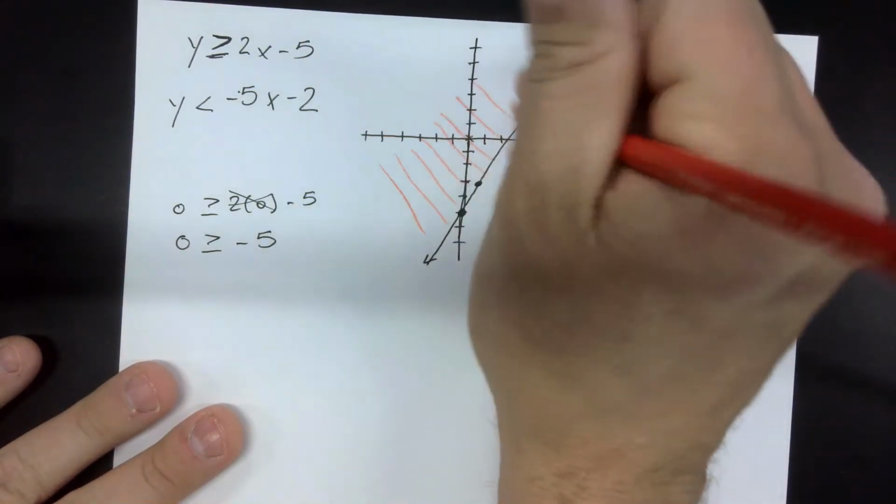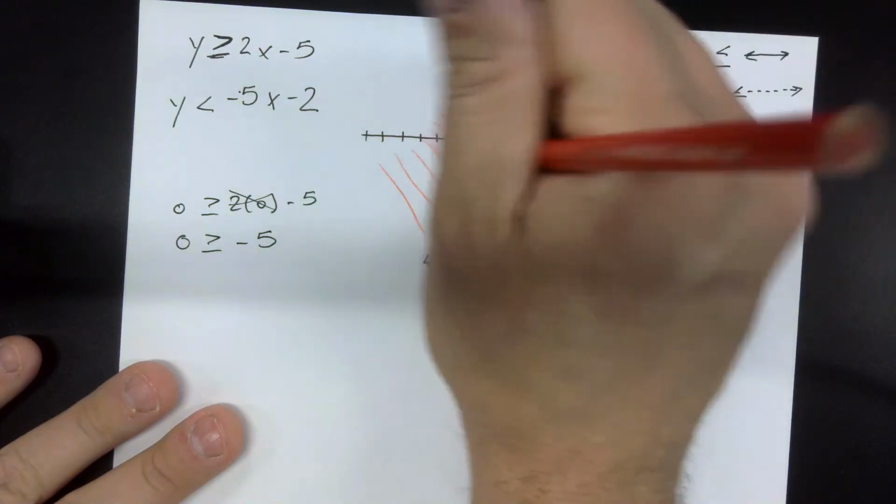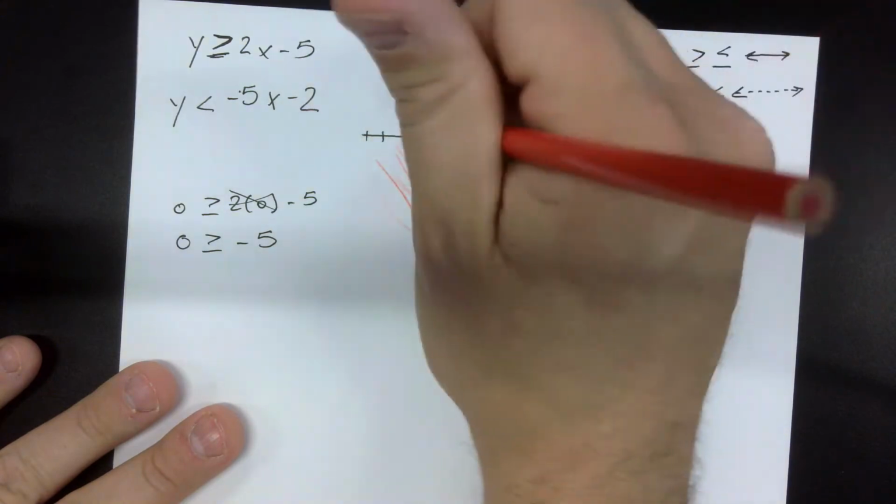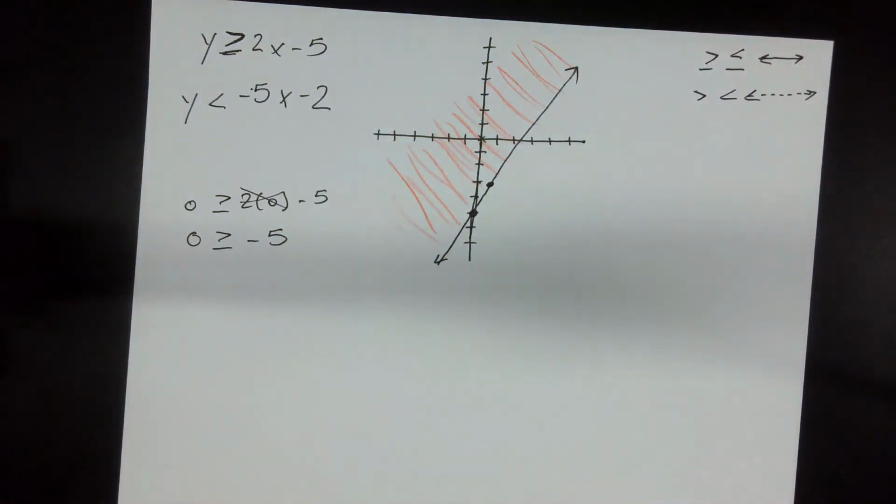So I'm going to shade it with green first. Everyone with me so far? So that's how that one would be. And if we were doing chapter 5, we'd be done. But chapter 6, we're not. Now we need to graph the other one.